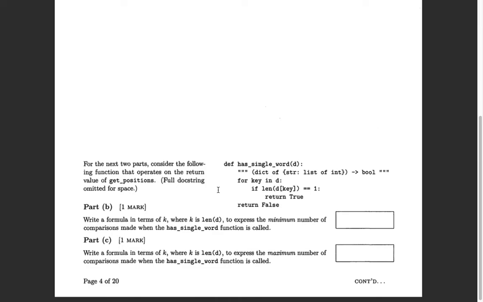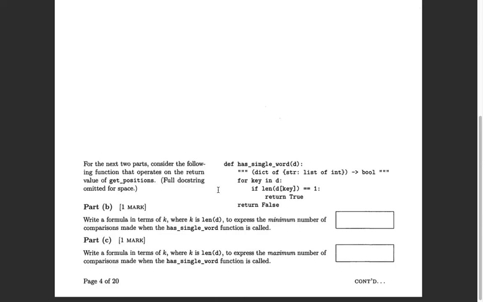So write a formula in terms of k to express the minimum number of comparisons when the has single word function is called. Oh, but you guys don't know how a dictionary finds its key, do you? Okay. So something that you need to know, which is not on your exam, but I'm going to tell you, right? You should learn it anyways, despite it not being worth any grades. Access to a dictionary is constant in all cases, right? It has this magic way of finding entries. That's why we use hash tables. They're magic in some sense, right?